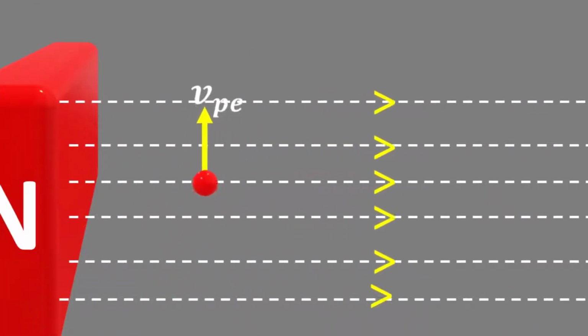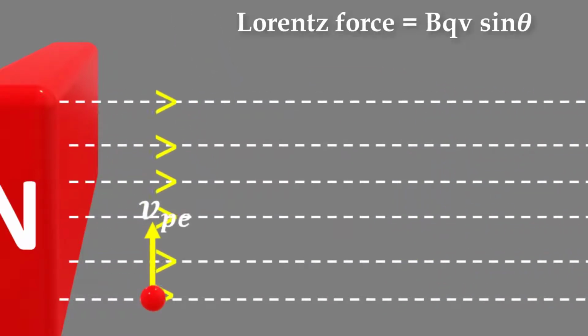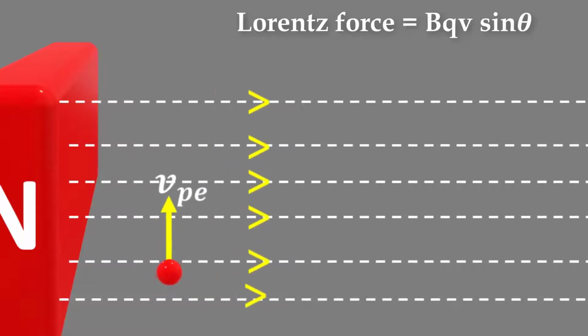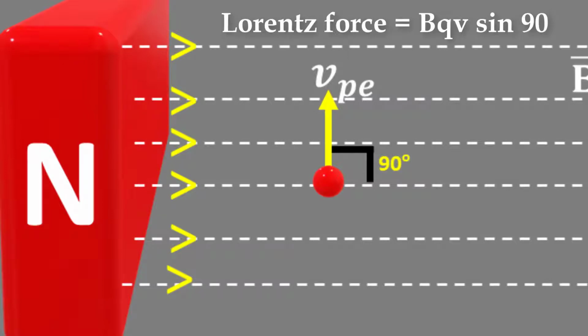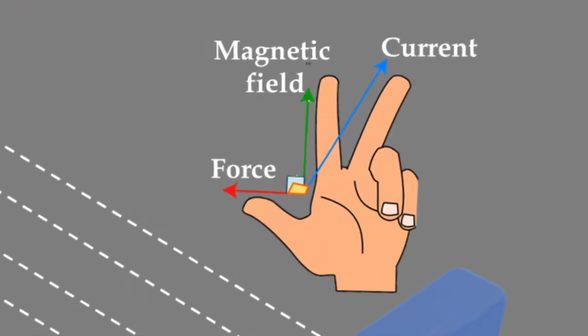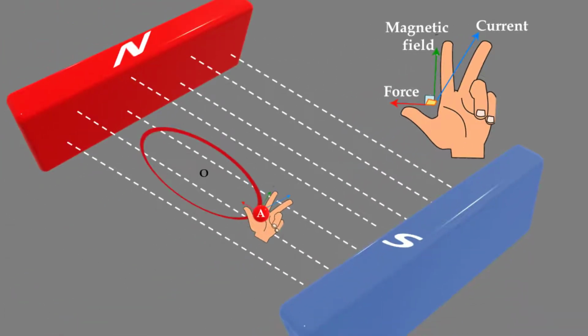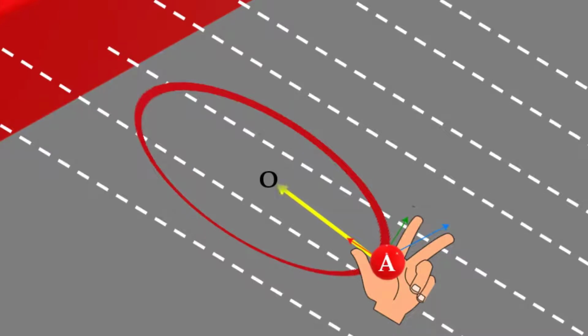First, consider the velocity component which is perpendicular to the magnetic field. The magnitude of the force is given by the Lorentz force BQV sin theta. Since the angle between V and B is 90 degrees, the magnitude of the force is BQV. Applying Fleming's left-hand rule on the charged particle placed at A, the thumb represents the direction of the force. So, the charged particle experiences an inward force towards O at A.